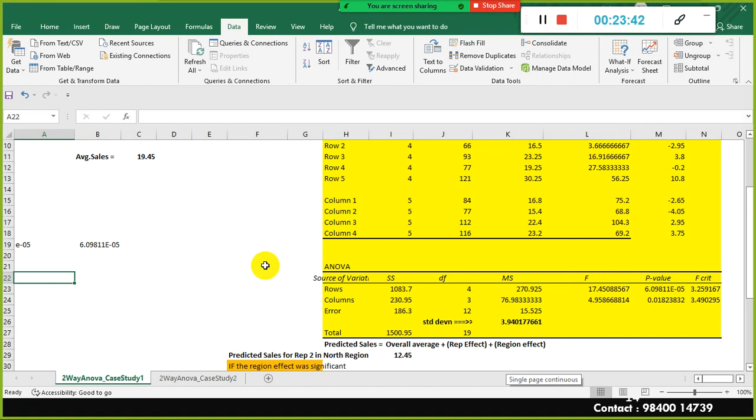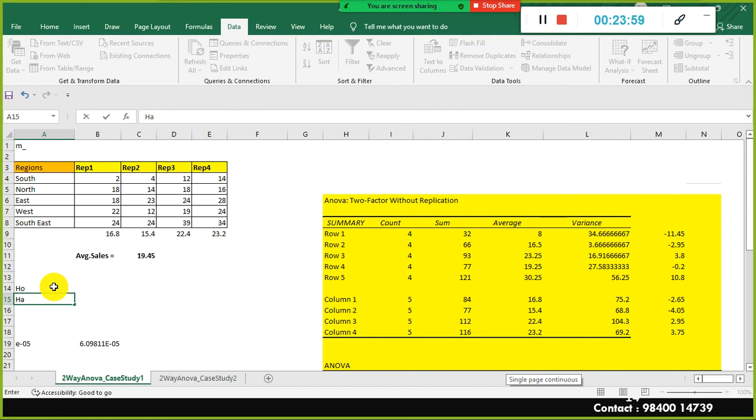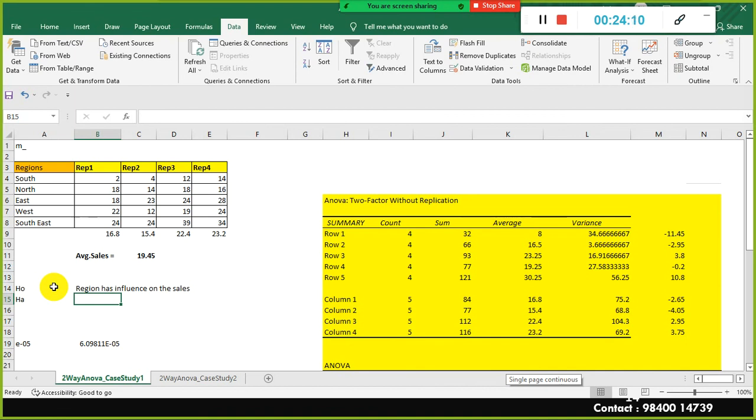So here, what is reject? Don't just say reject the null hypothesis. Here, can someone tell me what is the null hypothesis and what is the alternative hypothesis? What is the null hypothesis? What is the alternative hypothesis? Region has influence on the sales. Region has no influence on the sales.